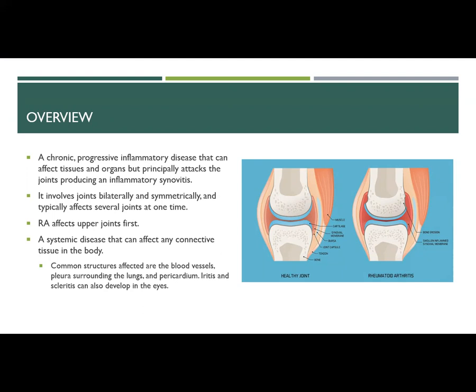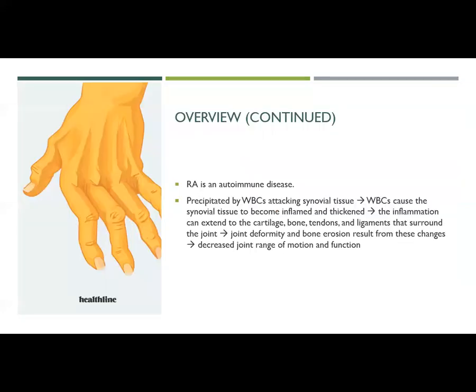So usually it'll affect the smaller joints first, and as a systemic disease it can affect any connective tissue in the body. Common structures that are affected are the blood vessels, pleura surrounding the lungs, pericardium, and the eyes as well. So it is an autoimmune disease.